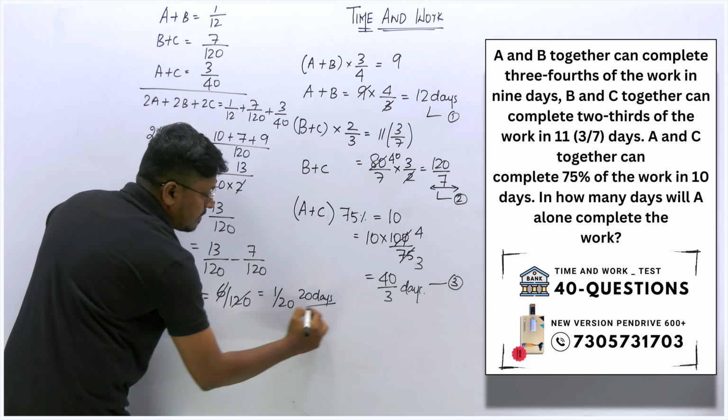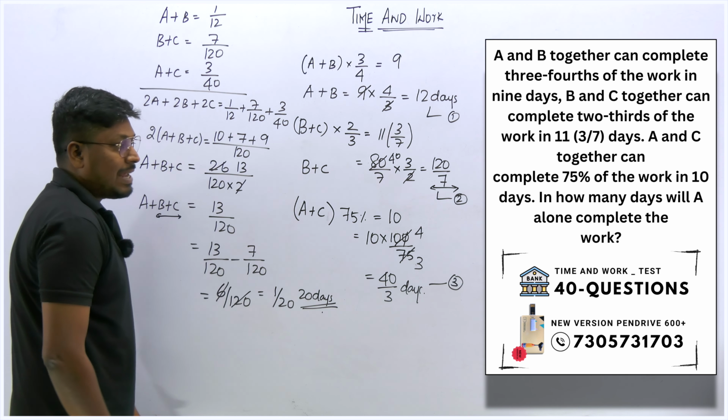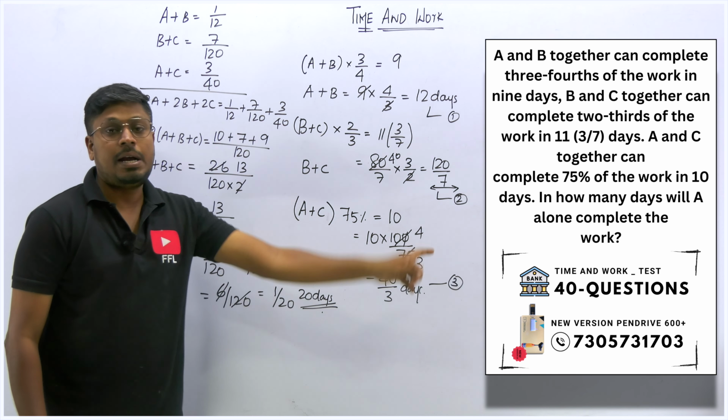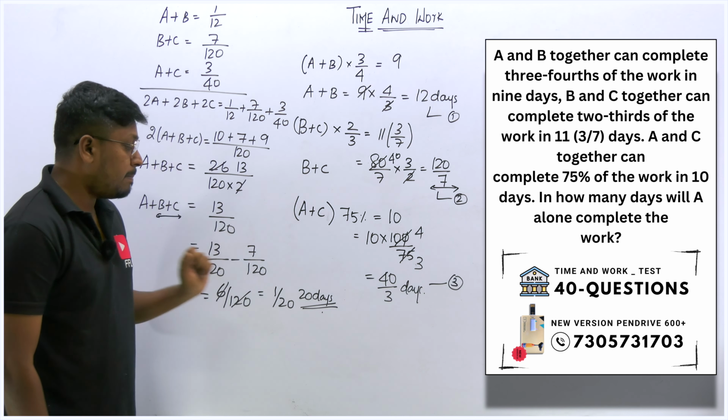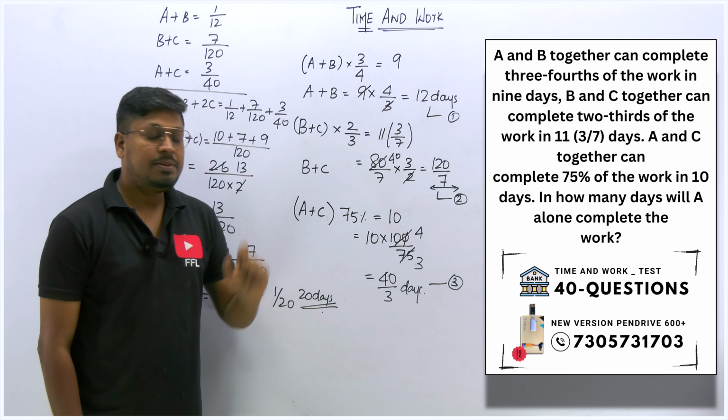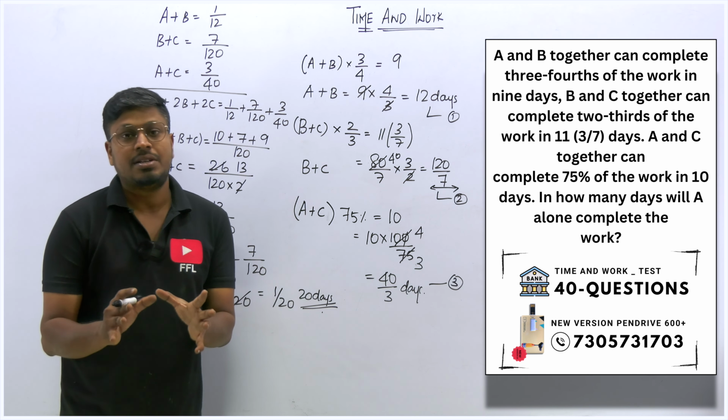So which means A alone can complete a piece of work. According to the question, in how many days will A alone complete the work? So A alone can complete the piece of work in 20 days. So that will be the answer for the first question. So friends, understood or not, right?